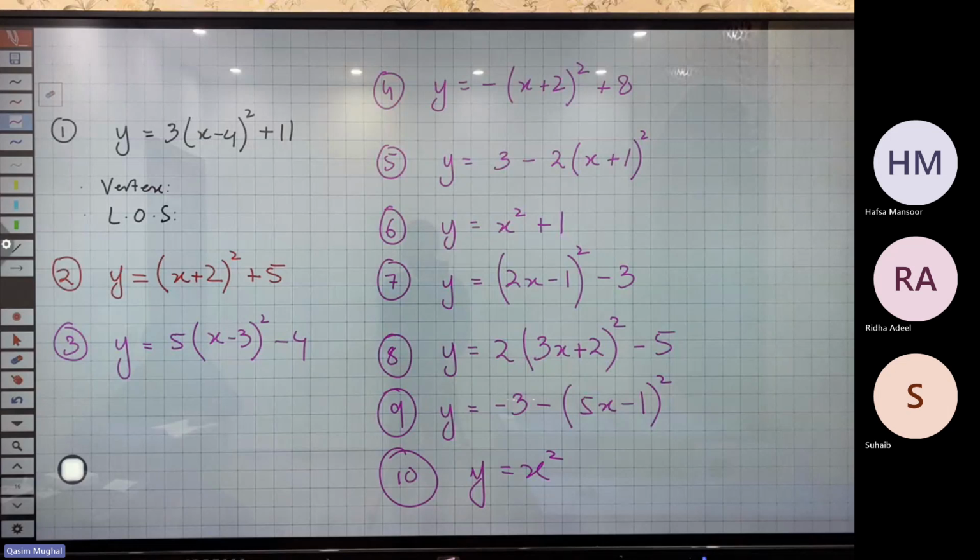Remember, whatever is inside the square, put that equals to 0 in your head. You don't have to show it on the paper. Put that equals to 0 in your head and find x. That will be the x coordinate of the vertex. Y is whatever is there as another total separate term. That will be the y coordinate as it is. The equation for the line of symmetry will always be x equals the x coordinate of the vertex.